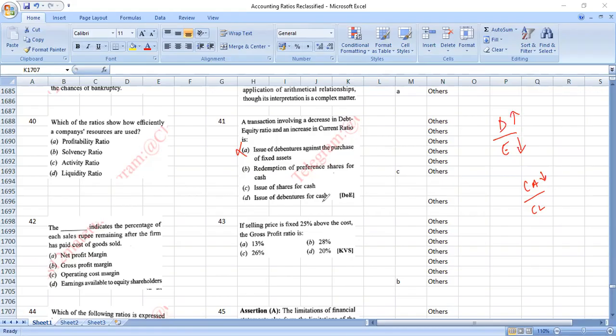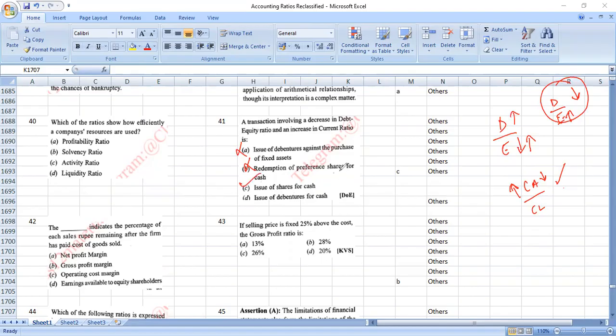So this is not the answer. Now, issue of shares for cash. When you issue shares for cash, equity will increase. Debt divided by equity, when your denominator increases, debt equity ratio will decrease. And when you're issuing shares for cash, you'll get more cash, so current asset will increase, and therefore current asset divided by current liability will also increase. So this decreases and this increases. So C is the correct answer.